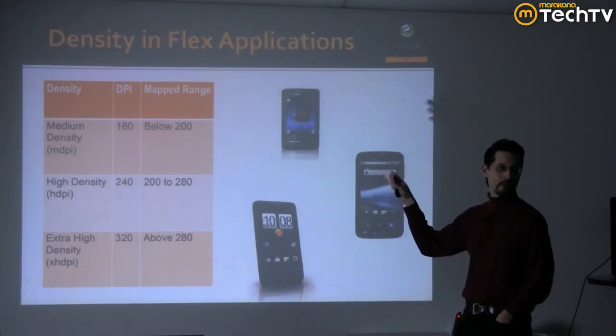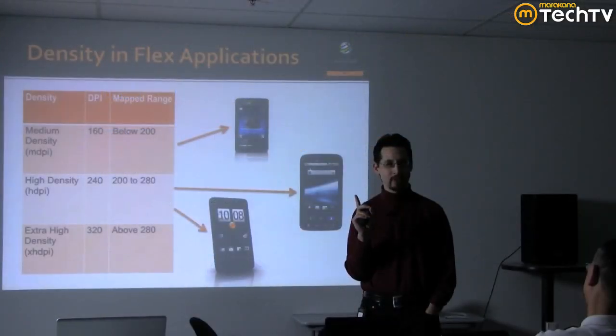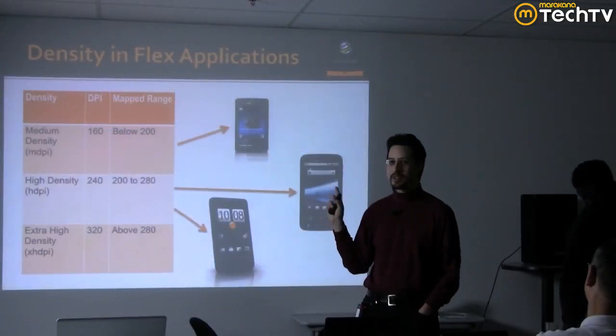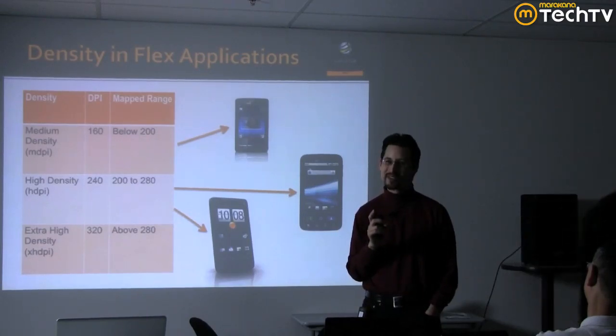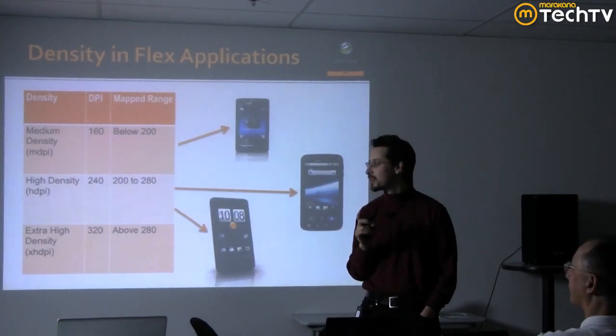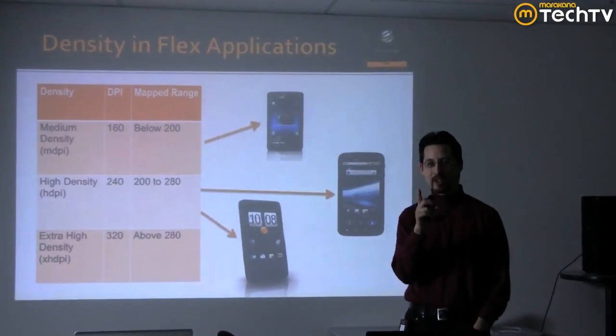So Android defines 4 different density levels. For the AIR APIs, they left off 1, so they just did medium, high density, and the new extra high density, which is the latest version of Android. Now, as far as I know, the closest device to extra high density is the new Motorola Atrix, the one they just announced at CES. But it's actually slightly below the threshold.